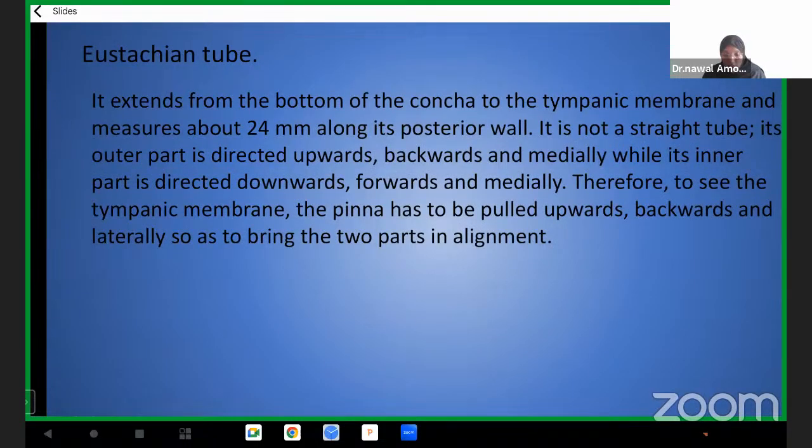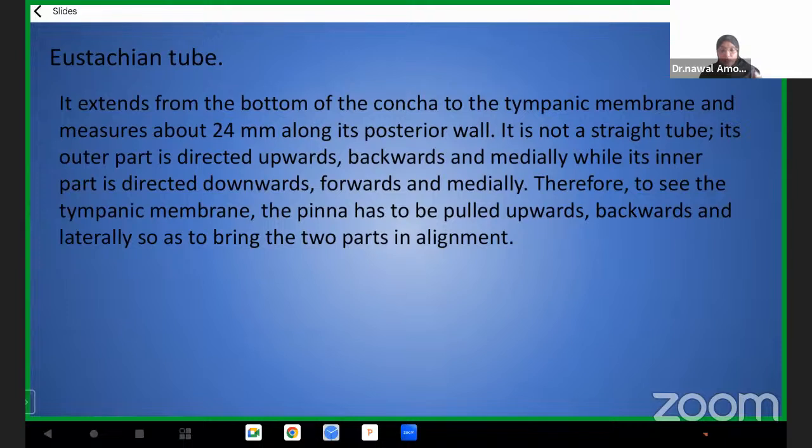Now we have small questions like the Eustachian tube. The Eustachian tube extends from the bottom of the concha to the tympanic membrane, and it measures 24 millimeters long. It depends on the patient, but approximately 24 millimeters along its posterior wall. Remember, it's a straight tube and its outer part is directed upwards, backwards, medially.